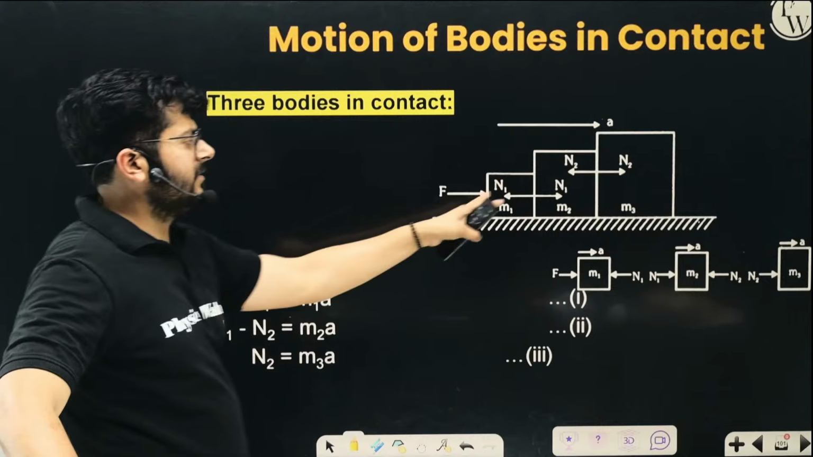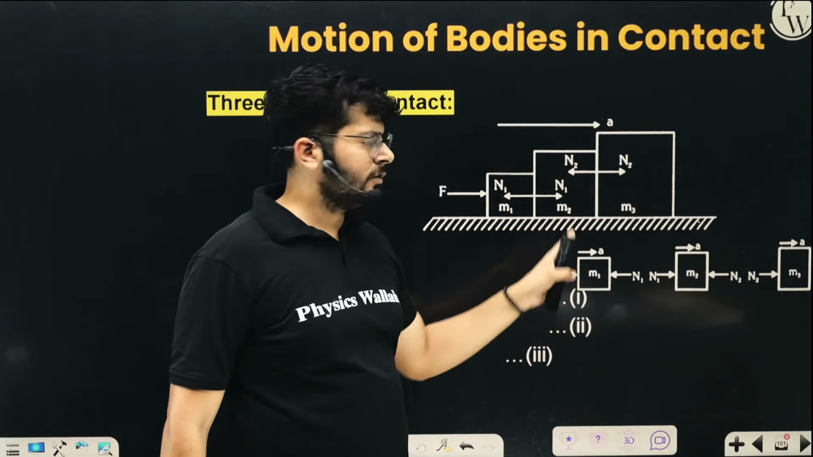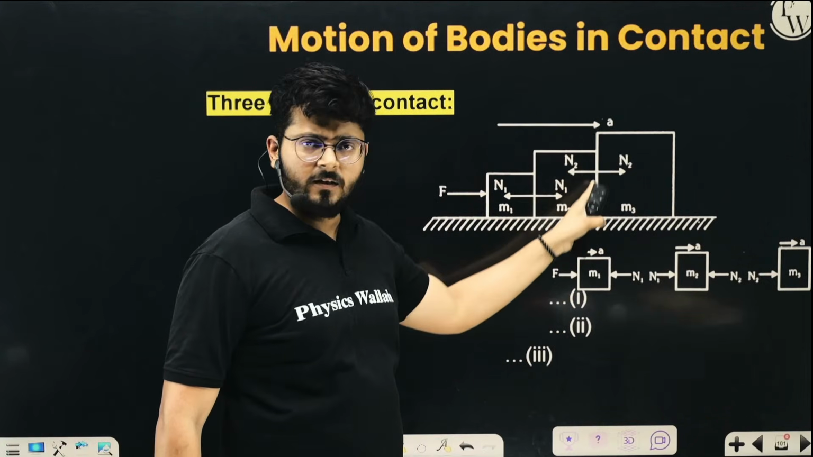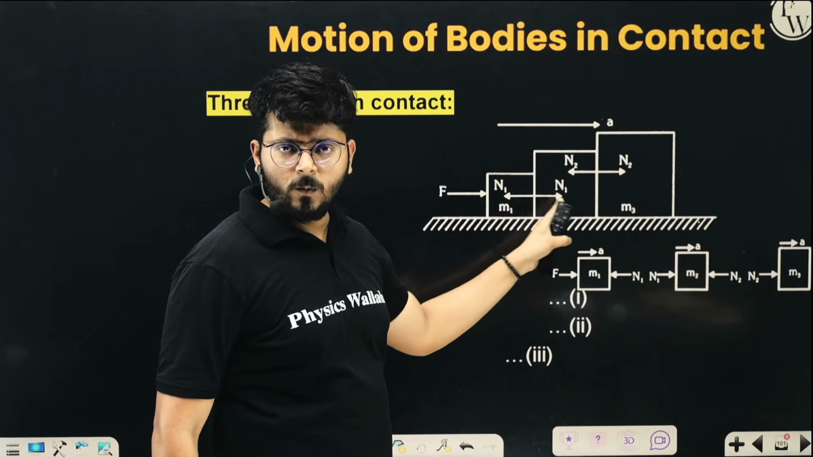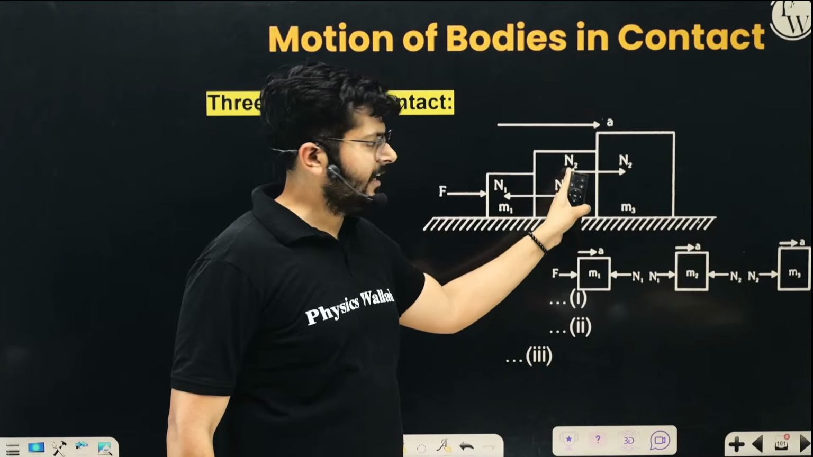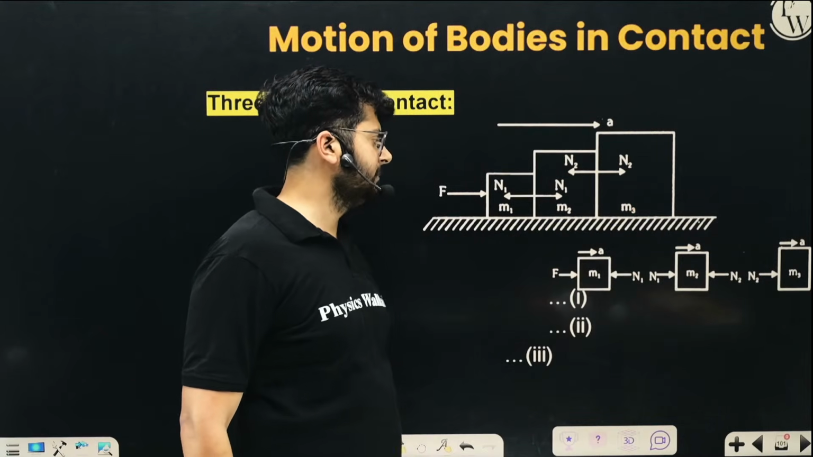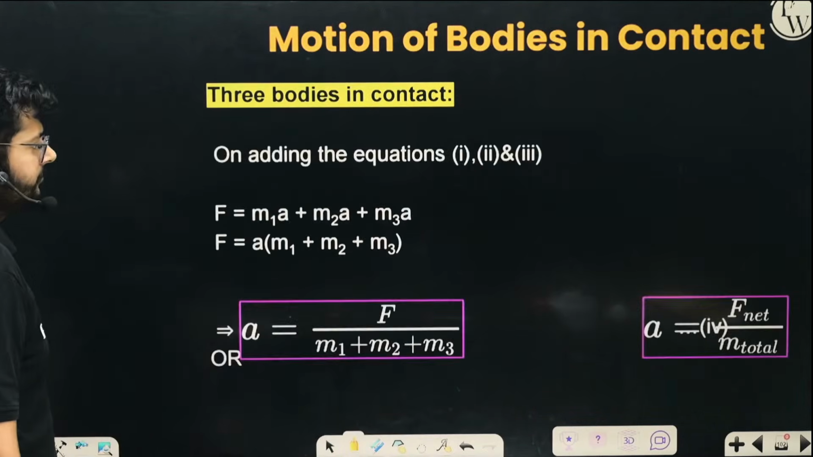So there are three bodies right now. So clearly three bodies are there. So there are two interfaces over here, right? So at this particular place, the normal reaction is N1. And at this place, the normal reaction is going to be N2, right? So yeah, we can go ahead and solve it.